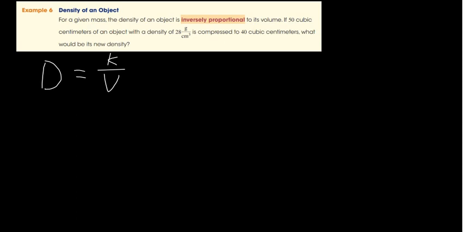We're just going to plug in 50 for my volume and 28 for my density to find k. So doing that, 28 is my density, equals k over V, where my volume is 50, right? That's cubic centimeters. And then multiply both sides by 50, so we have 50 times 28. So we're going to have 1400. So k is equal to 1400.